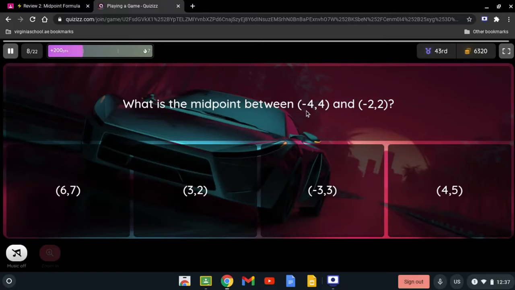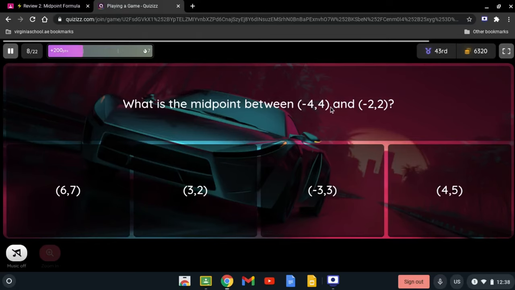What is the midpoint between negative 4 and 4 and negative 2 and 2? So again, we're going to replace x1 with negative 4 and x2 with negative 2. So negative 4 plus negative 2 is negative 6, and negative 6 divided by 2 is negative 3.